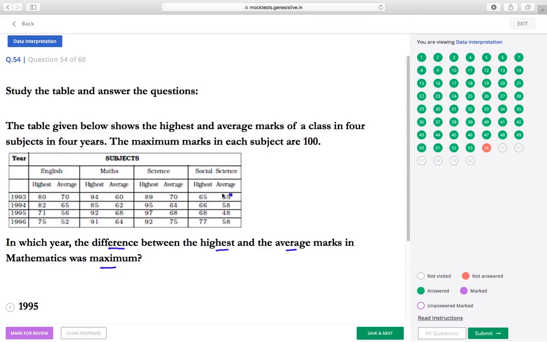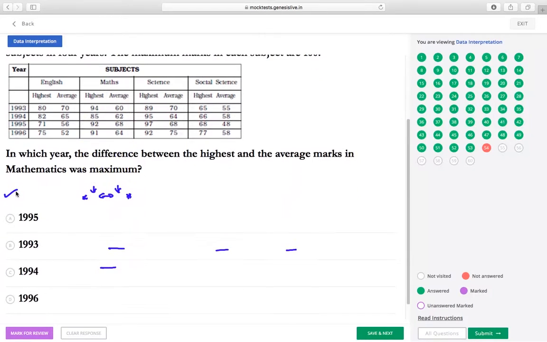So the difference between these two elements is maximum when this is least and this is highest amongst the given values. 60 is least and 94 is highest. So this difference will be maximum compared to the remaining three. You can do it by individually doing it, but this common sense should be sufficient and you can eliminate the remaining three. Answer has to be 1990. Option. Hope this is clear.